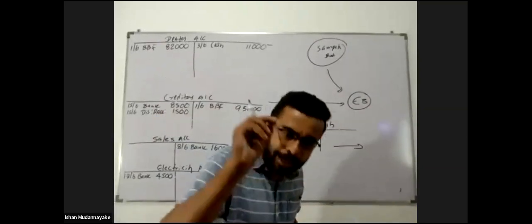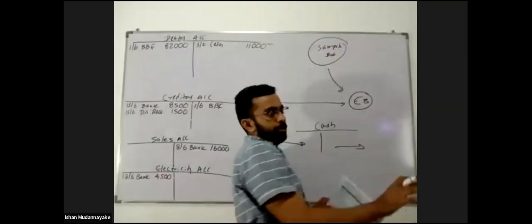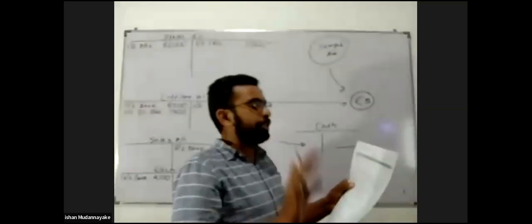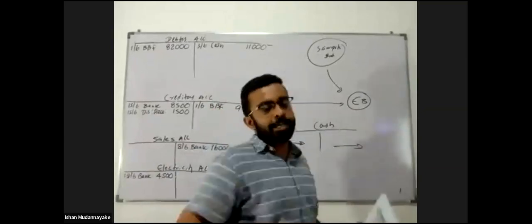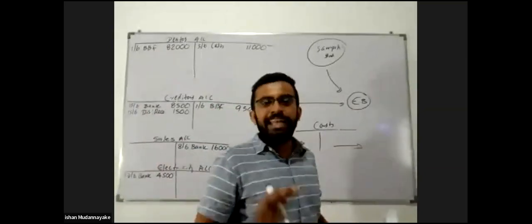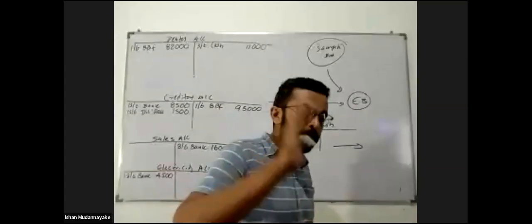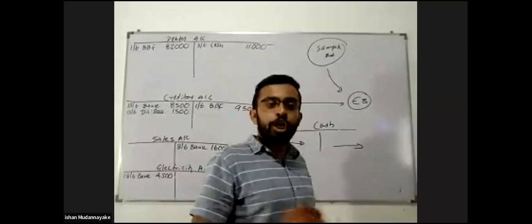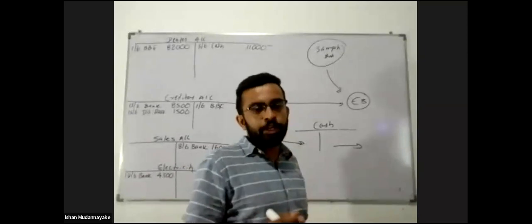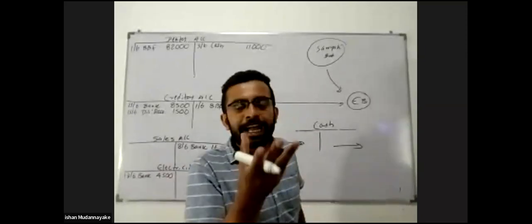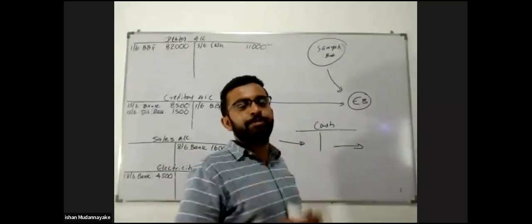But because of some reason, Sampath Bank refused to pay cash for this check to the electricity board. Sampath Bank rejected this check. Sometimes your signature may be wrong. Sometimes you may not have a sufficient cash balance in the current account.